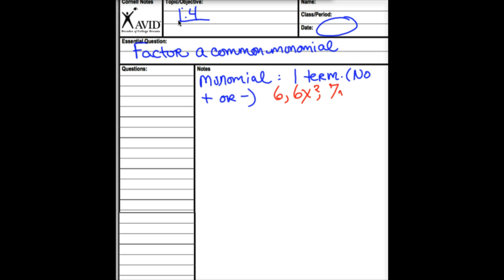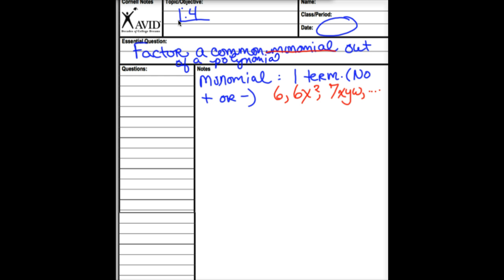Or 7xyw is considered a monomial. If you don't see any addition or subtraction linking terms, we have what's called a monomial. And your task today is going to be to factor a common monomial out of a polynomial.